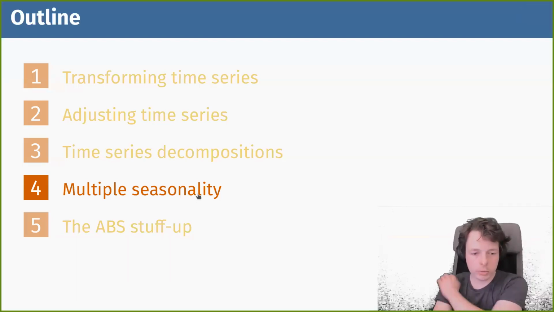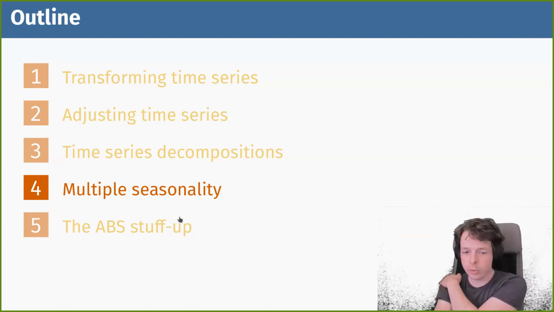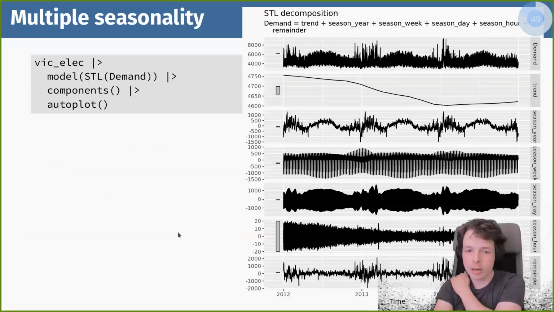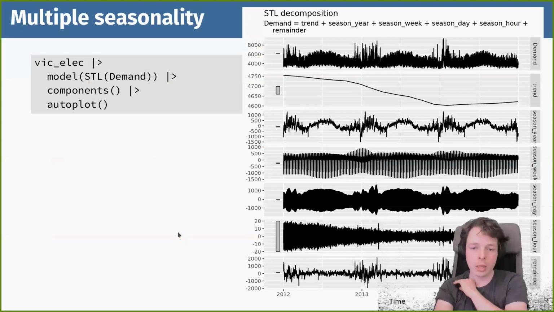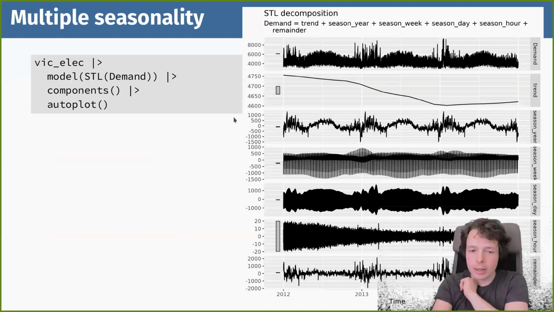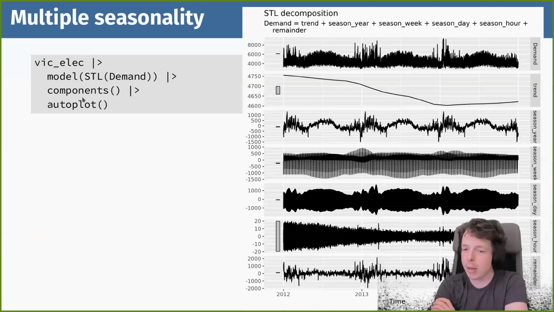Okay, we are running out of time, so I'll quickly go through the remaining slides here. We might pick this up in the next session. If you have multiple seasonal components, remember the Victorian electricity data, we had a daily, weekly, and annual seasonal pattern. The STL decomposition can actually decompose all 3 or as many seasonalities as you have. And you'll notice that this is done completely automatically.